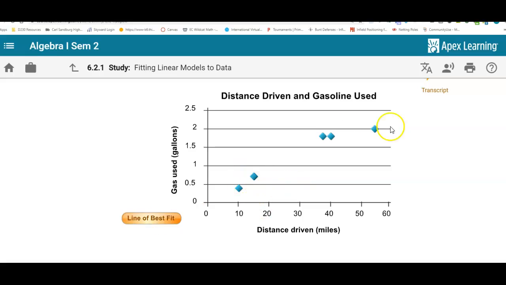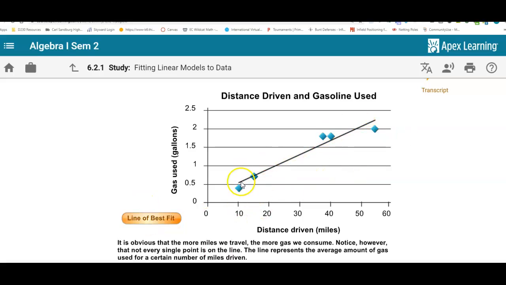So if I click, here's your scatter plot. When I click the line of best fit, this is the line that fits that data the closest, meaning it gets as close to every point as possible. Okay.